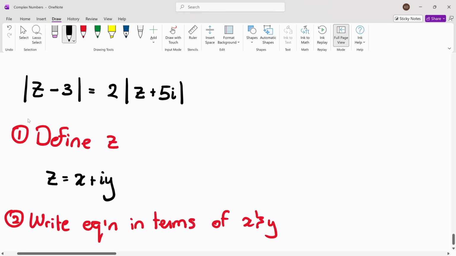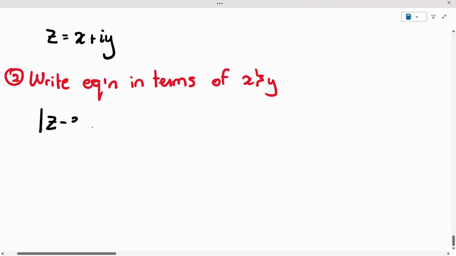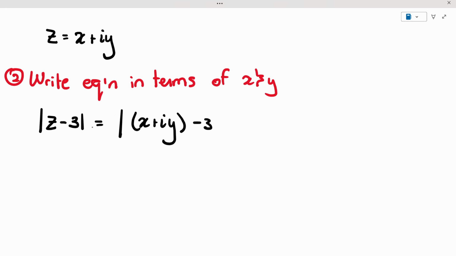So we see here on the left-hand side, we have the absolute value of z minus 3, which is the absolute value of what is z? It is x plus iy minus 3, which is the absolute value of, we could group the real parts, x minus 3 plus iy.